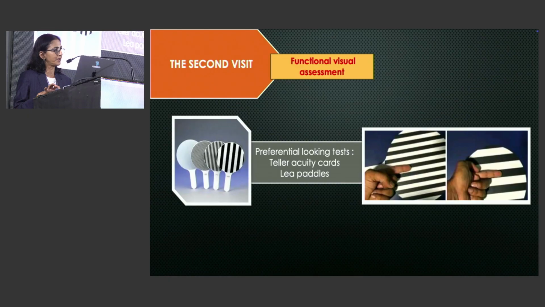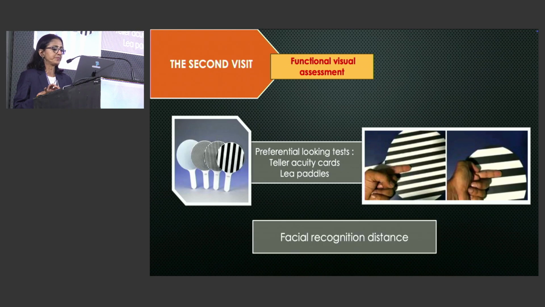Lea paddles are better for these children because they are bigger, and the stripes in that you can compare with your finger and you can explain to the parent or the caretaker: this is the minimum distance, or this is the minimum width at which the child is able to see. And also you should find out what is the facial recognition distance of the child.